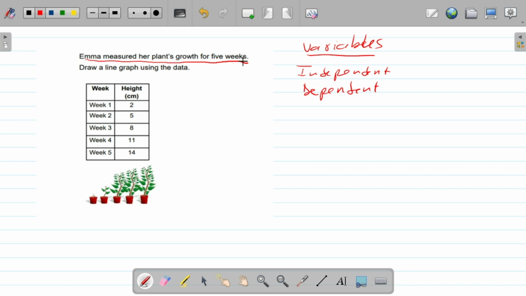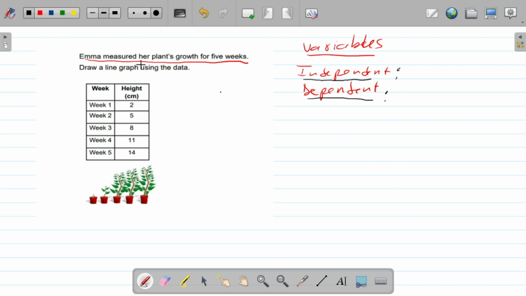So let's quickly look at this easy information that we're given right here. It says that Emma measured her plant's growth for 5 weeks, right? So how do we elicit the variables from here? Usually it's easier to look at the table presented, because all of the results will be in the table. But look at the statement; it will tell you. What I usually say to my kids is, look at what is dependent on what. First, identify variables. You don't know which one is independent or dependent, but look at variables.